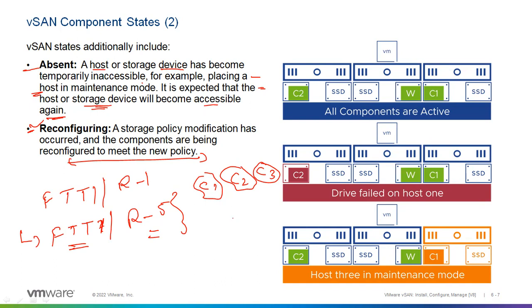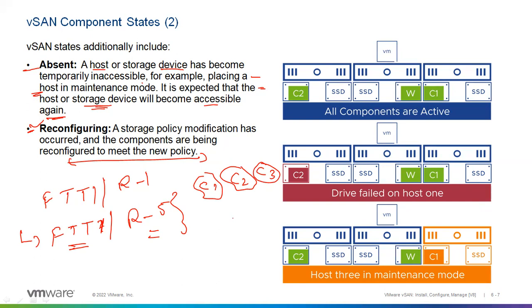We good so far? Yes, sir. First state, sir, that is the active state where everything is working fine. All the components are connected. Everything is green. Second state is degraded, when a device failure in a particular host, a permanent particular hardware device failure, we are considering.